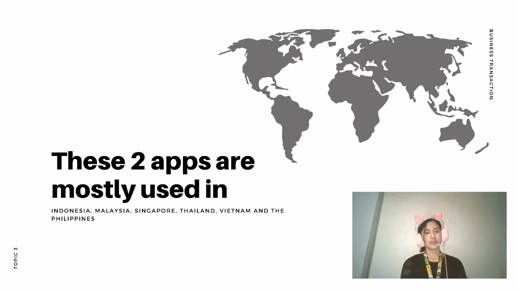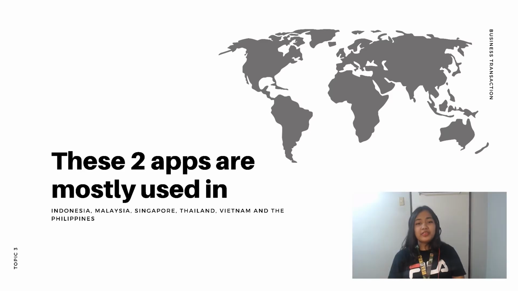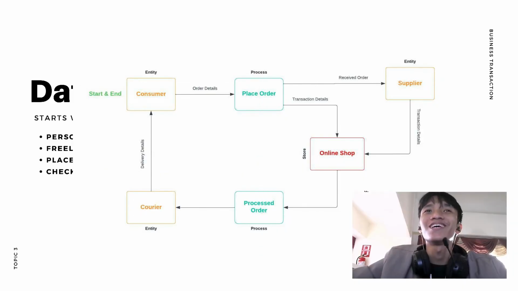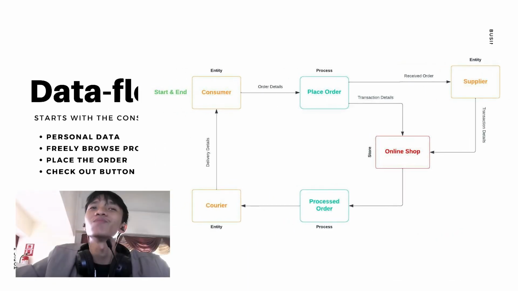Impressive. How about the data flow diagram and its processing logic? As you can see, the data flow diagram starts with the consumer or the customer of the online shopping application.